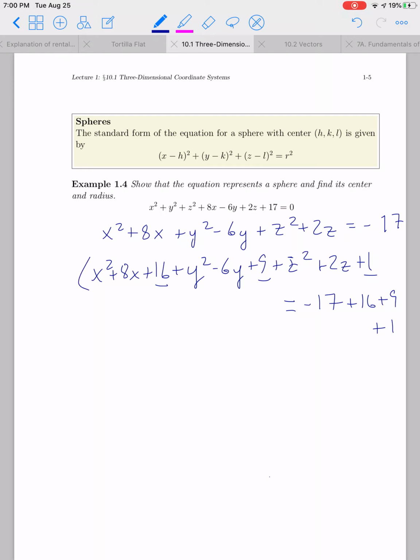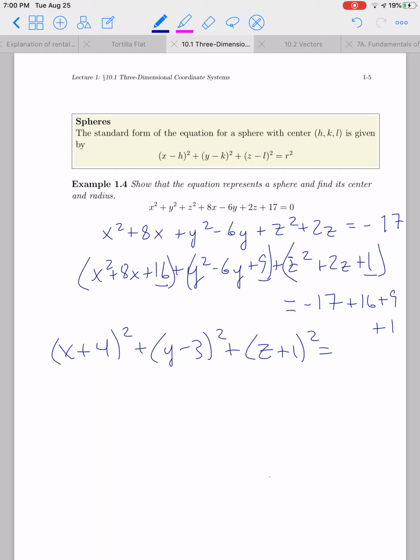Now we can factor all 3 of these. If we kept track of that middle term that we took half of, this was 4. This was negative 3. Then we'll remember how to factor these pretty quickly and easily. Otherwise, it's still not very difficult. We've got x plus 4 squared plus y minus 3 squared plus z plus 1 squared. On the right-hand side, we have a positive 9.